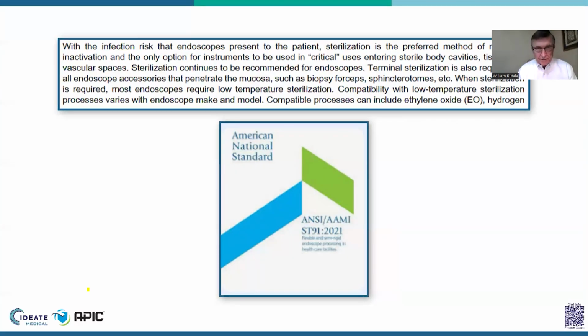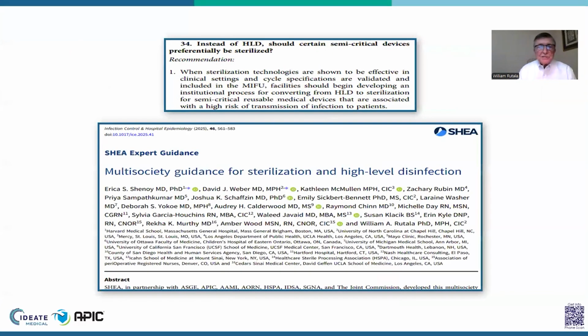In the next slide, we see essentially some data from a guideline that was just published in April of 2025. Essentially, this is a multi-society guideline from 8 professional organizations to include organizations such as ASGE and AORN and HSPA, which of course is the Healthcare Sterile Processing Association, IDSA, and so forth.